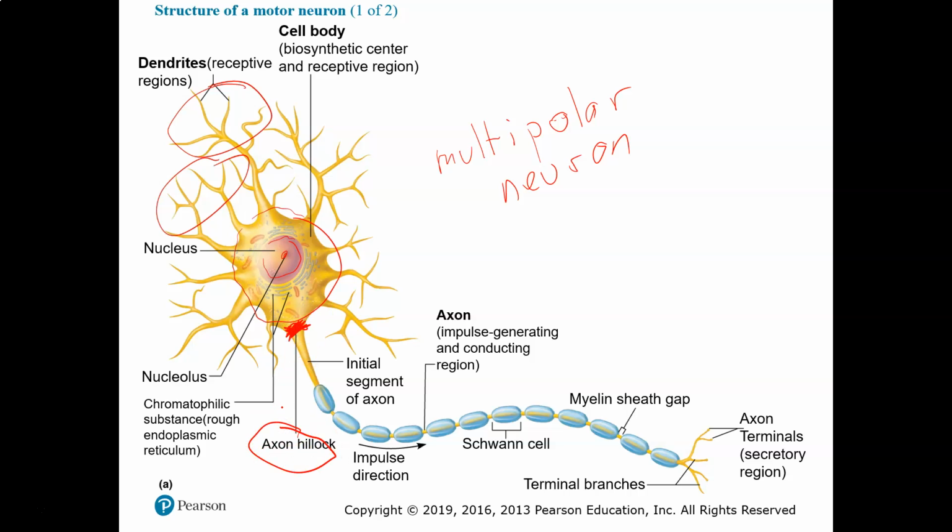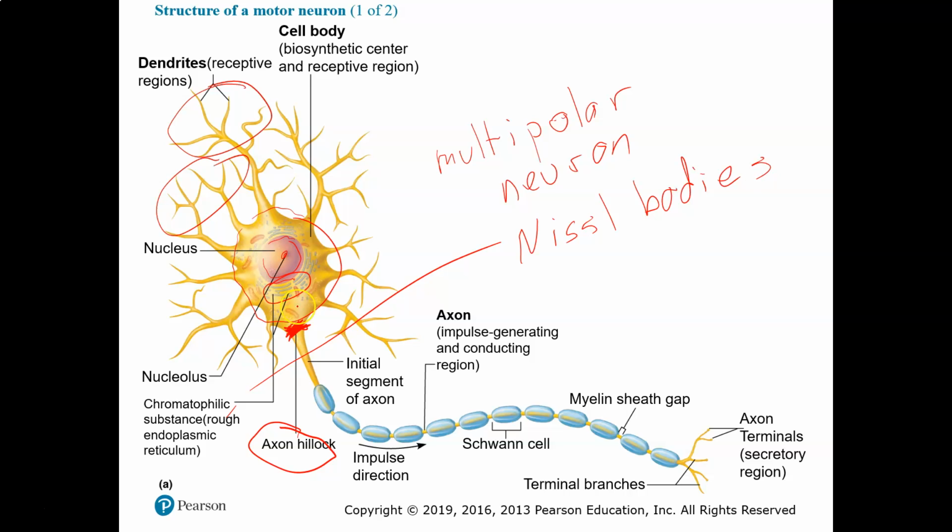And I'll explain more about that to you later. The chromatophilic substance or Nissl bodies are your rough ER. Don't forget they're also called Nissl bodies. I don't know what's going to be used on your exam and your lab practical.